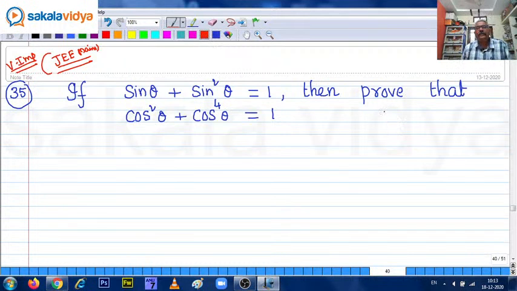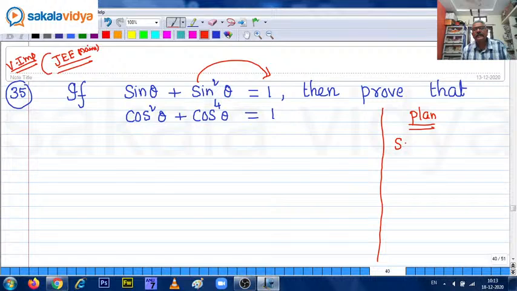So now the plan, a very simple plan. What is the plan? Take this sin square theta to this side. So we get sin theta equals 1 minus sin square theta, because this is given. Now this 1 minus sin square theta is cos square theta. This is the first step.